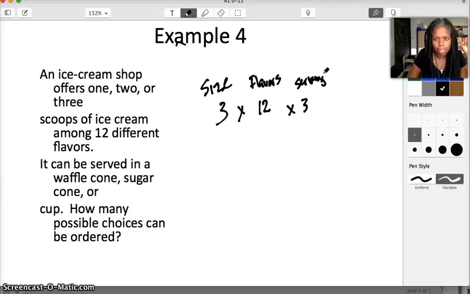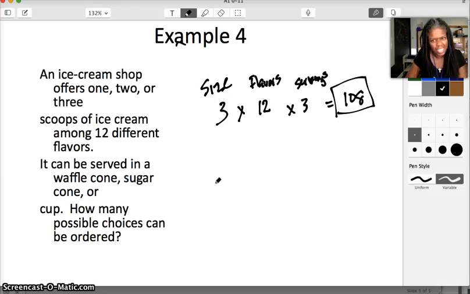Okay, all right. So then when I multiply 3 times 12 times 3 again, I'm going to get 108. So there's 108 different ways you can be served ice cream at this particular ice cream shop that has these things. Make sense?